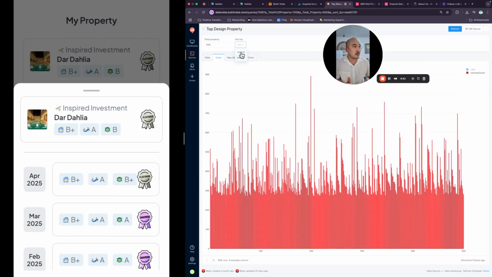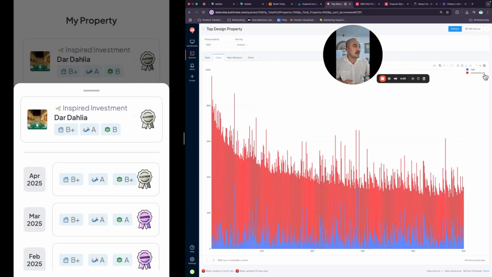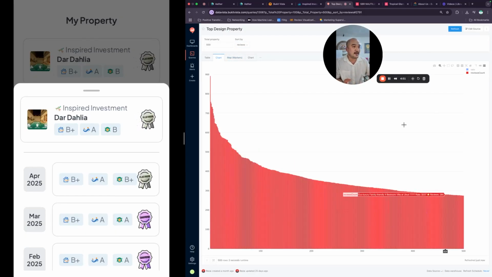This will be the red, and we can sort this again by the reviews, and we can apply the changes. So we can understand really well-designed properties by this graph here in the red, which shows the lineup of how many reviews a certain property has gotten. Let's take, for example, this one.